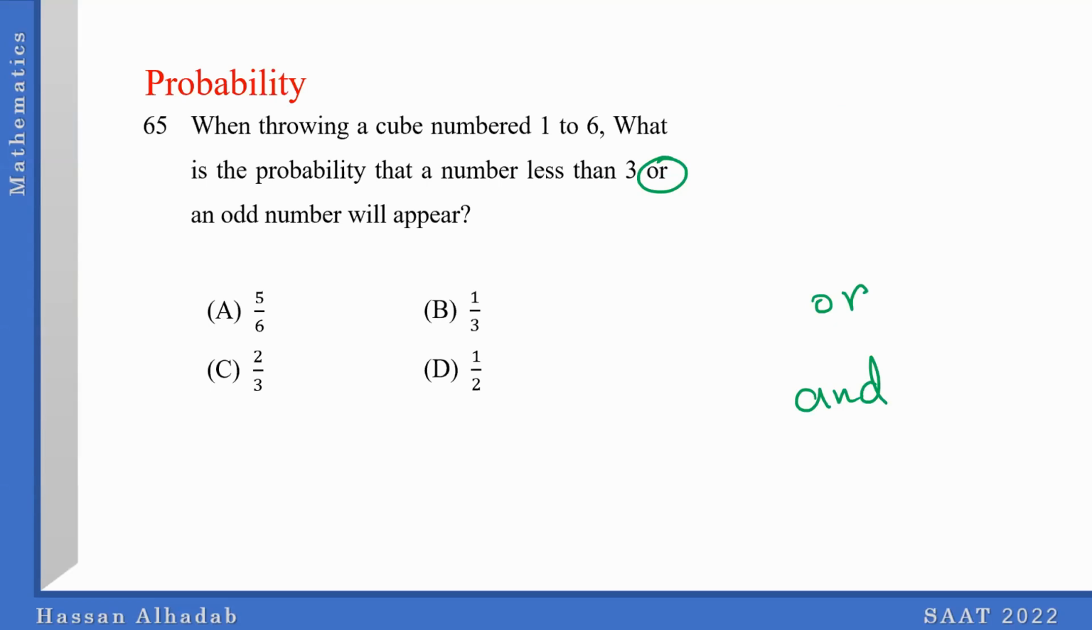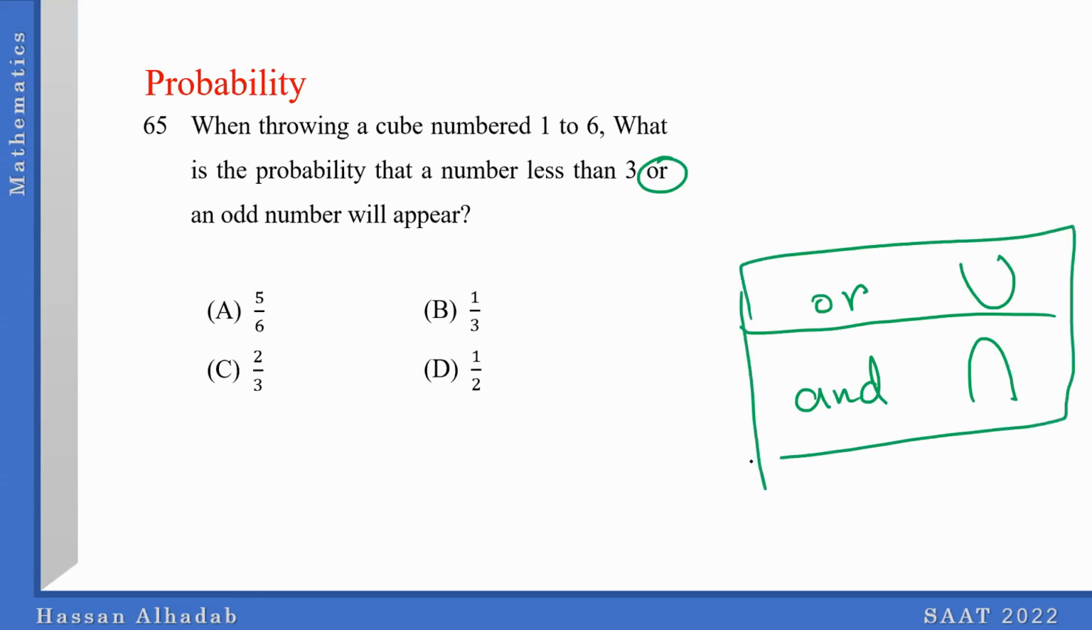Sir, I think or is add and is multiply. Yeah, so this is union, this is intersection. Okay, so this is important to know. Okay, so or is union and is intersection. So getting a number less than a 3 or an odd number. So this is talking about union.